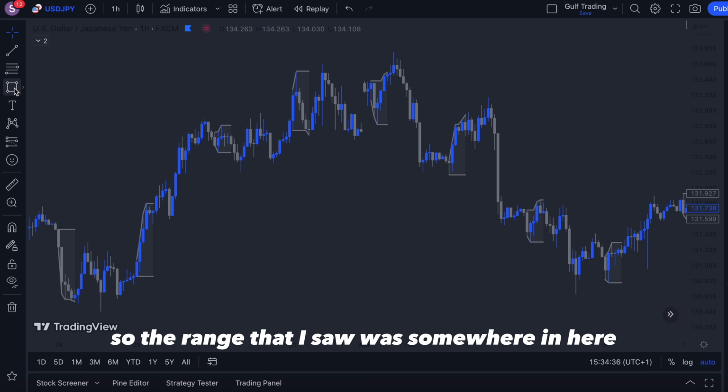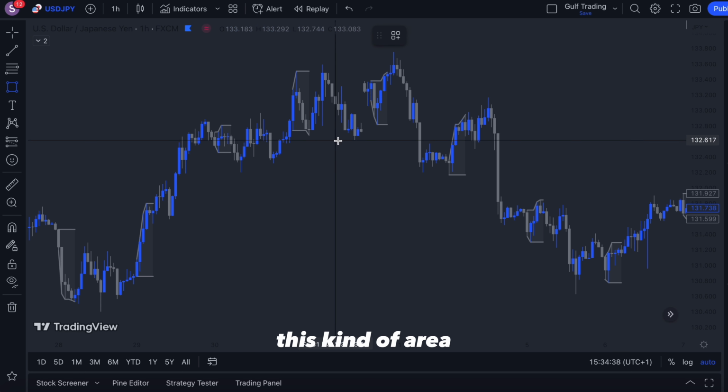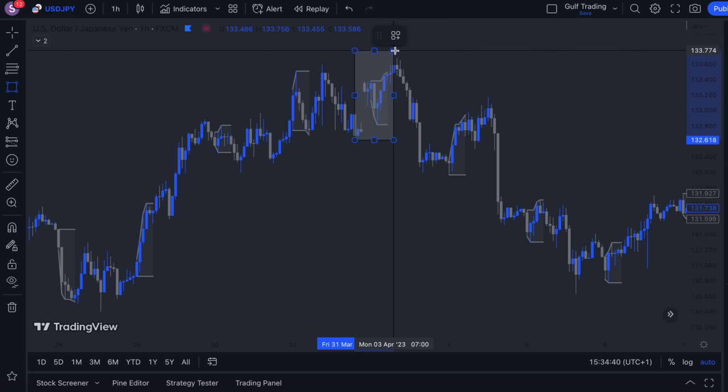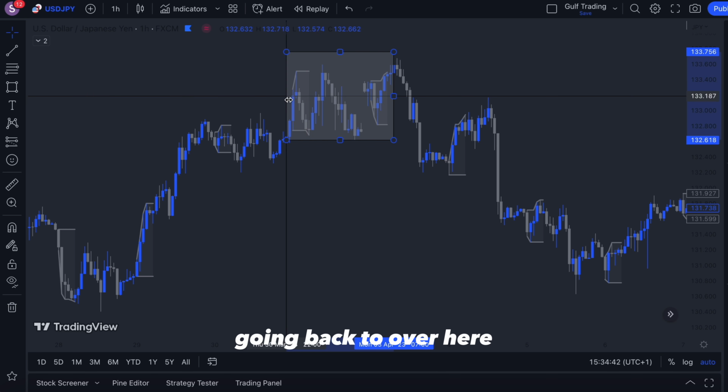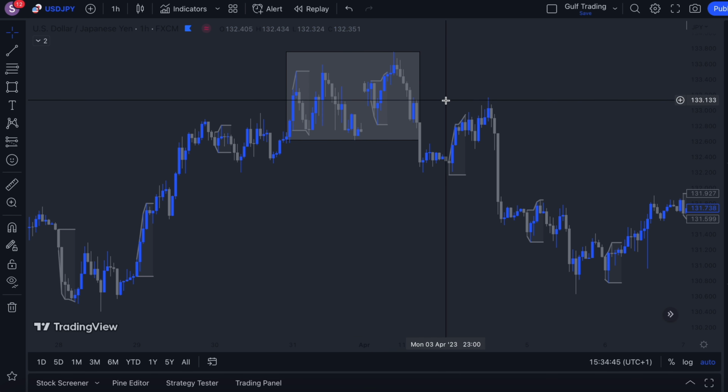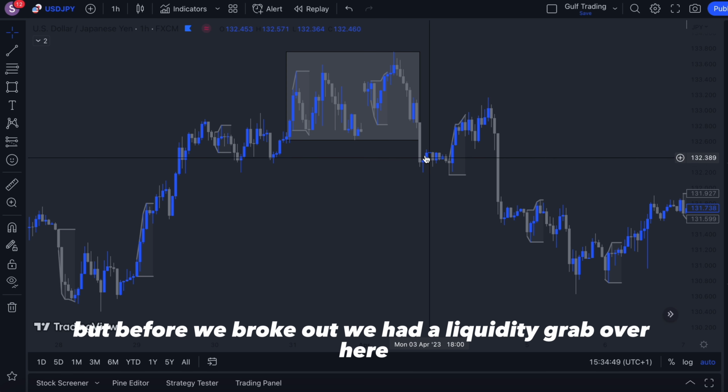So the range that I saw was somewhere in here, this kind of area, going back to over here, and you can see we got broken out of it here. But before we broke out, we had a liquidity grab over here.